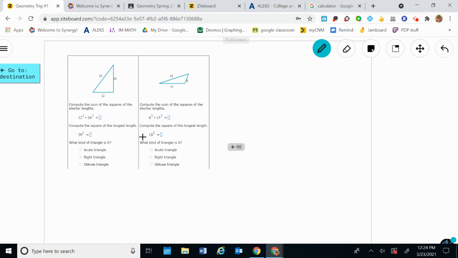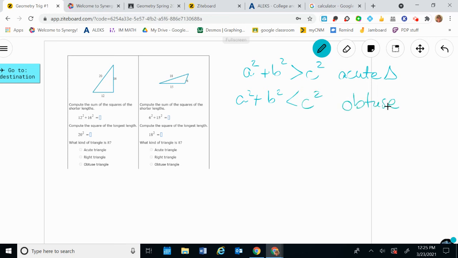All right, this is the last one, okay? And what this is using is the converse of the Pythagorean theorem. And basically it's this, you guys. If a squared, write this down. If a squared plus b squared is greater than c squared, then you have an acute triangle. If a squared plus b squared is less than c squared, you have an obtuse triangle. And that's it. So all you need to do is figure out a squared plus b squared and c squared.